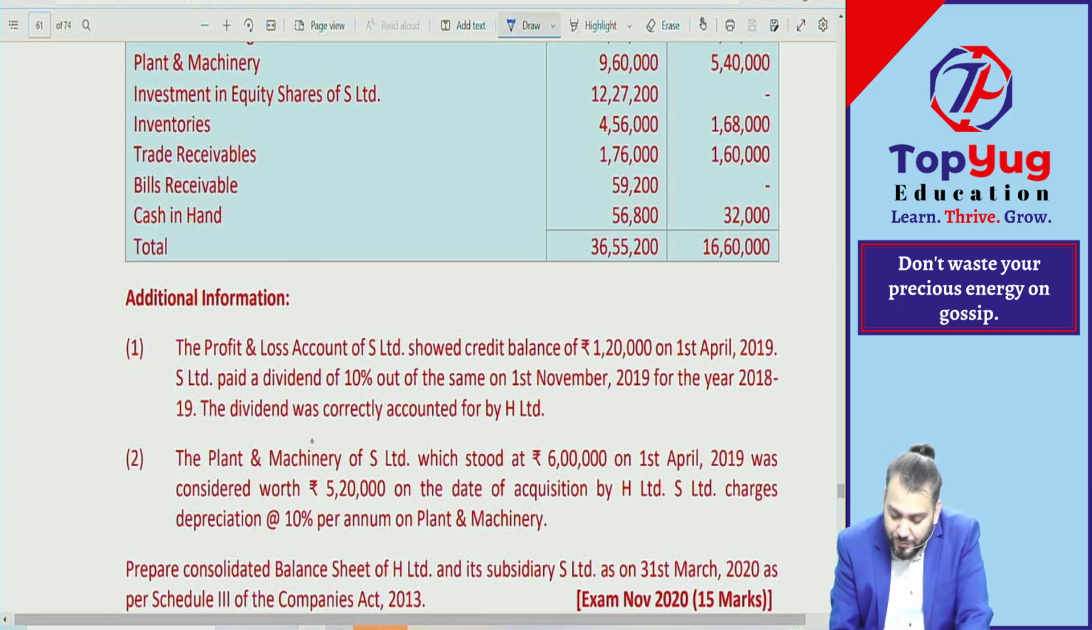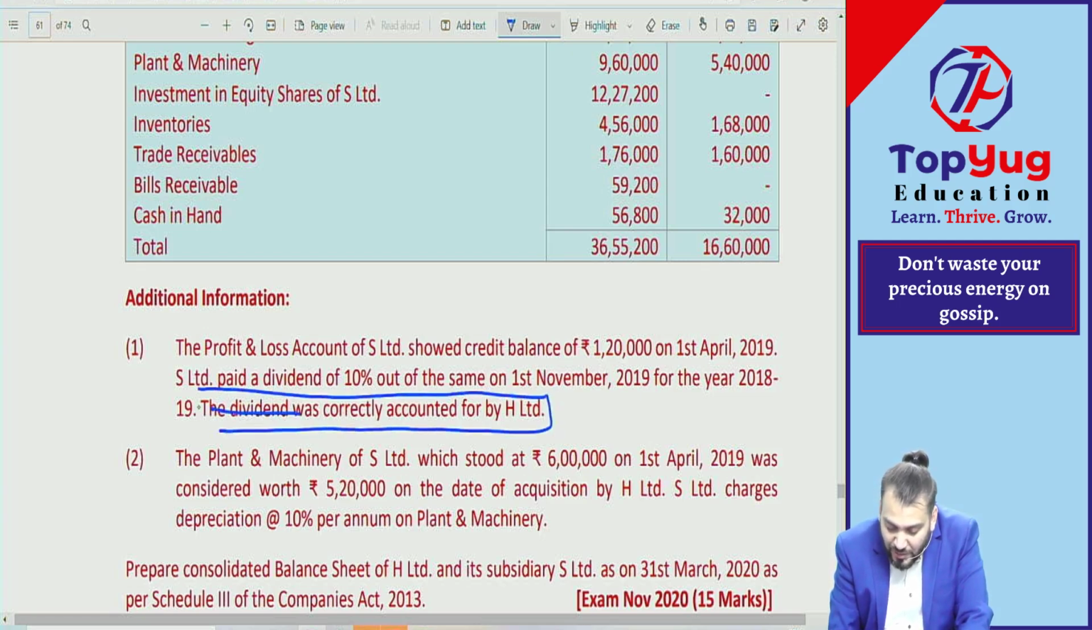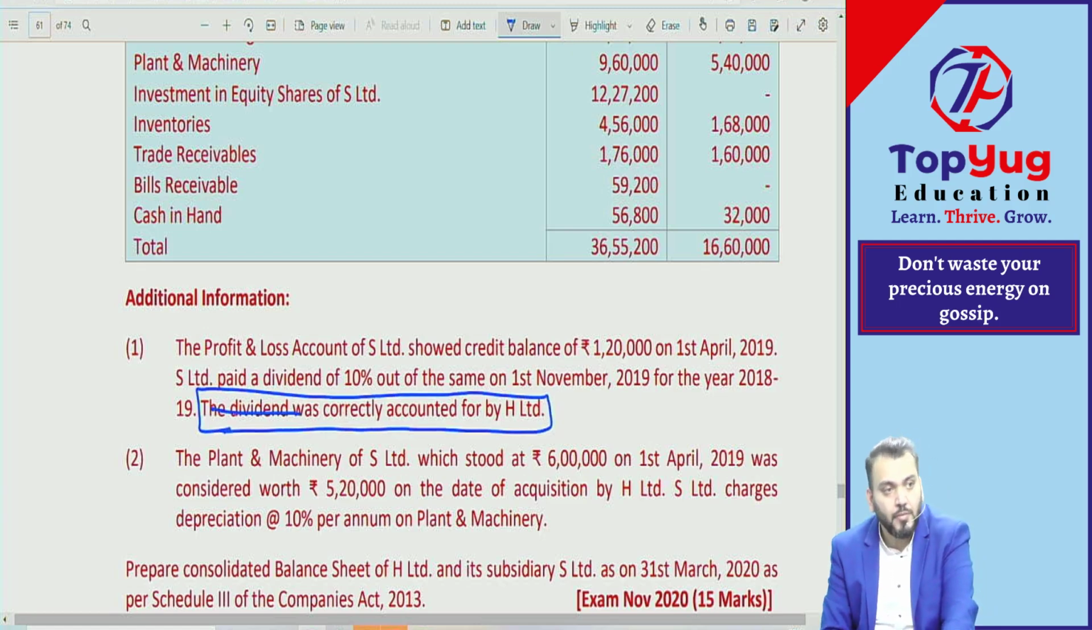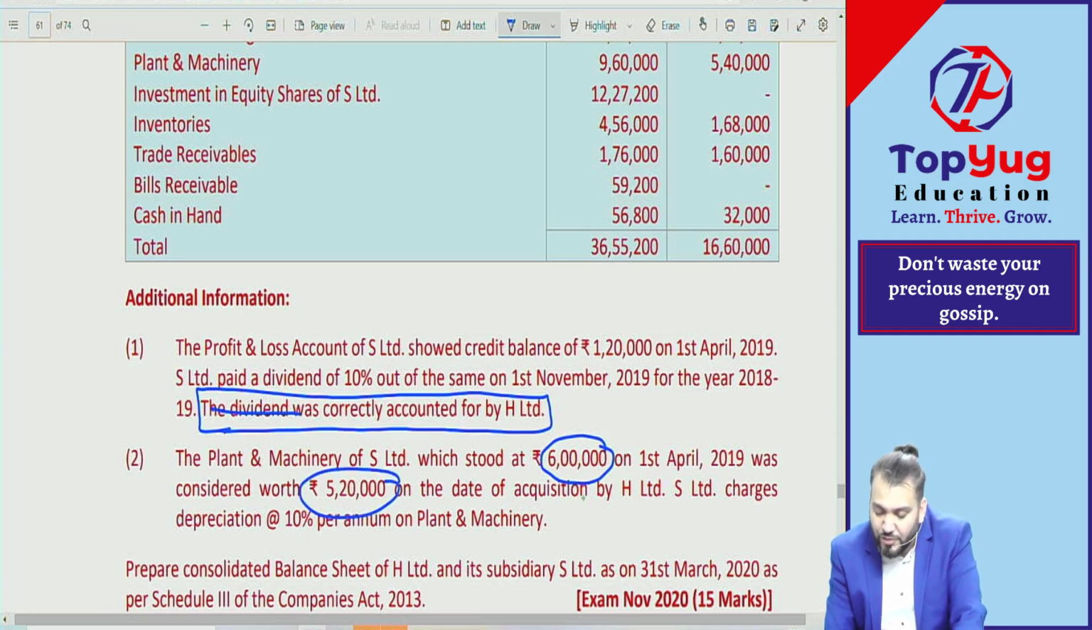The dividend was correctly accounted. Understood this? The plant and machinery of S Limited, which stood at rupees 6 lakh on 1st April 2019, was considered worth rupees 5 lakh 20,000 on the date of acquisition. This is the book value given at the beginning, which was considered 5 lakh 20,000 on the date of acquisition. S Limited charges depreciation at a rate of 10% per annum on plant and machinery.